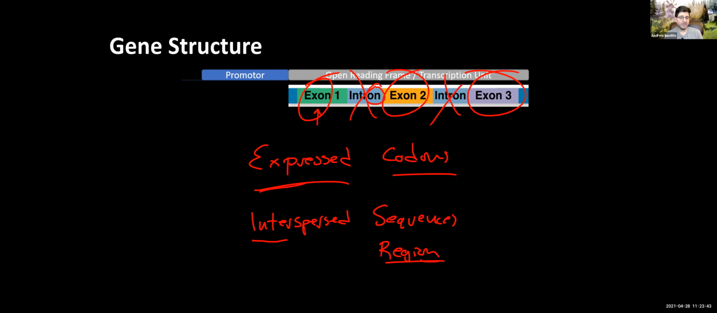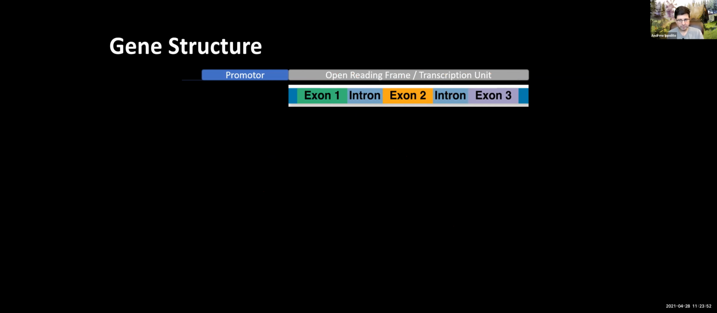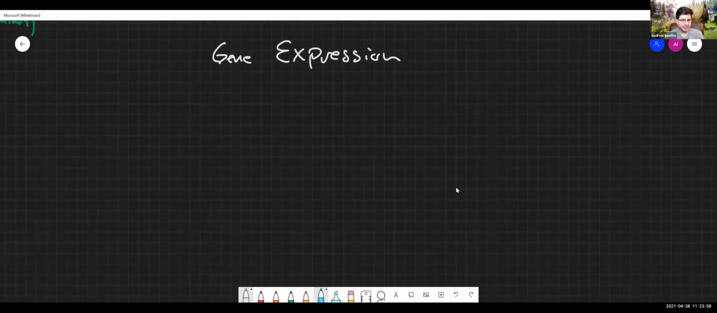Expressed codons. You could say expressed region. It doesn't matter what they stand for. The point is that the exons contain the useful codons to make the protein and the introns don't. Okay. So I want you to imagine a gene sequence that looks like this.